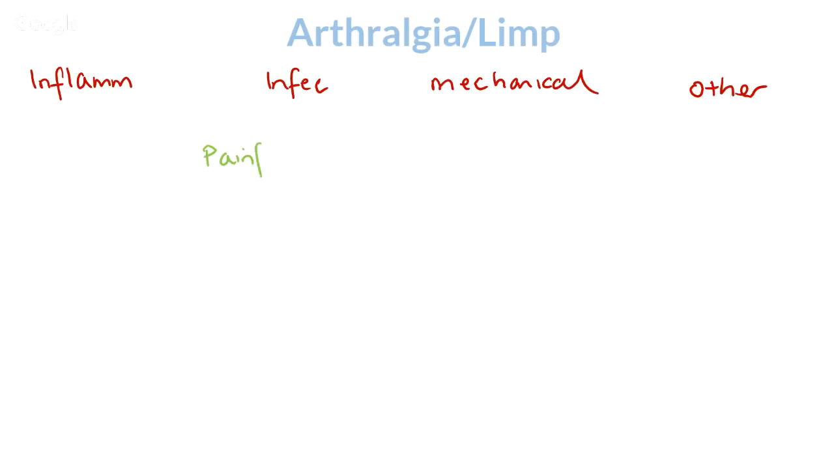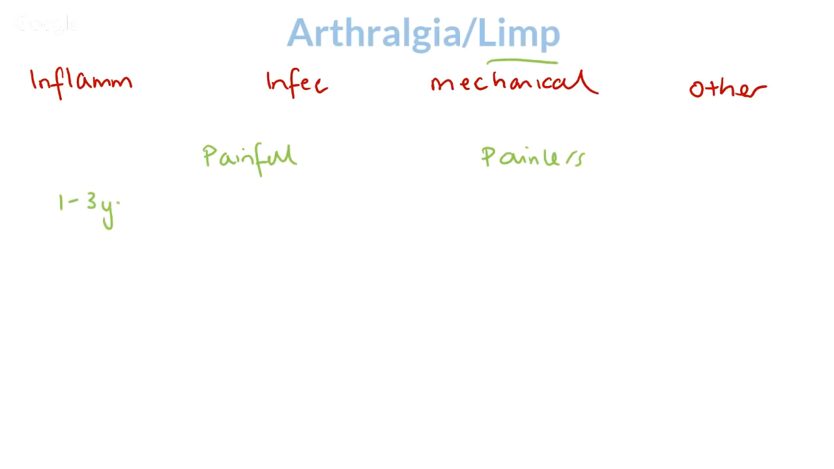So now let's talk about arthralgia and let's talk about limp because this is an important topic. Arthralgia and limp can be broken down into many different categories. For example, you could have inflammatory, infectious, mechanical, and other causes. Other causes are things like chronic regional pain syndrome, which doesn't really fall under any of these other categories. We're not going to go through all of the details, but we're going to highlight a few important things, okay? The first one is painful versus painless. Painful, and in this case, we're talking about limp.